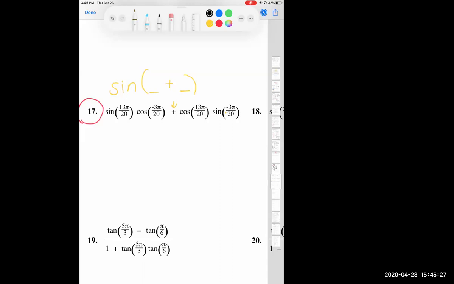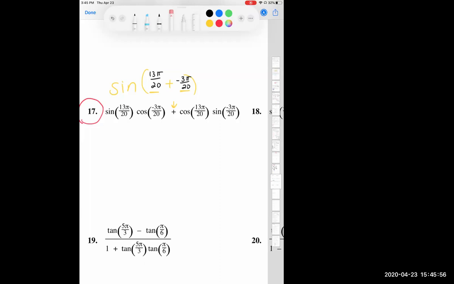Okay, so what are our two numbers? Is 13 pi over 20 and negative 3 pi over 20. Now we have a problem here because I don't have any denominator over 20 in my unit circle. So I can't evaluate each one in my unit circle. That's not going to happen. We could with the use of a calculator, but up until now, we haven't introduced a calculator. We're using the unit circle in our brains.